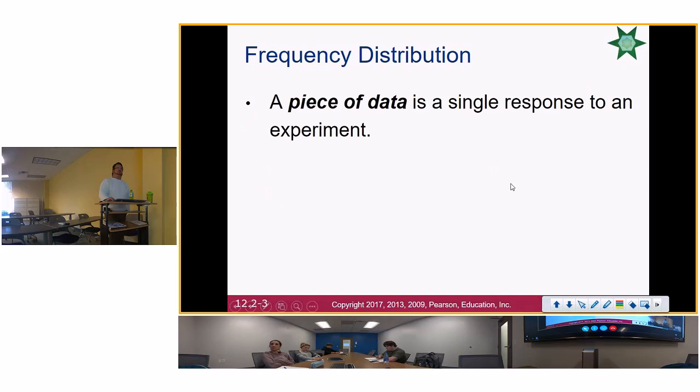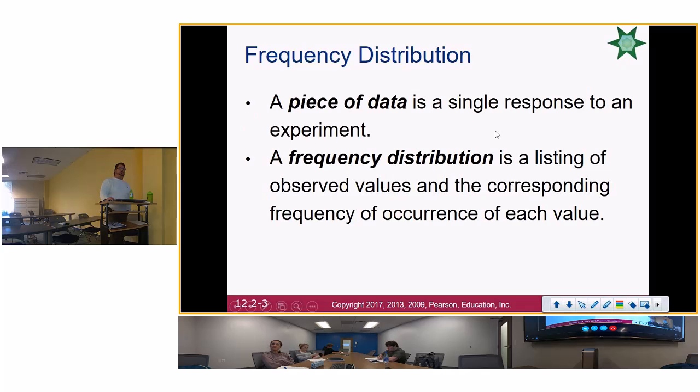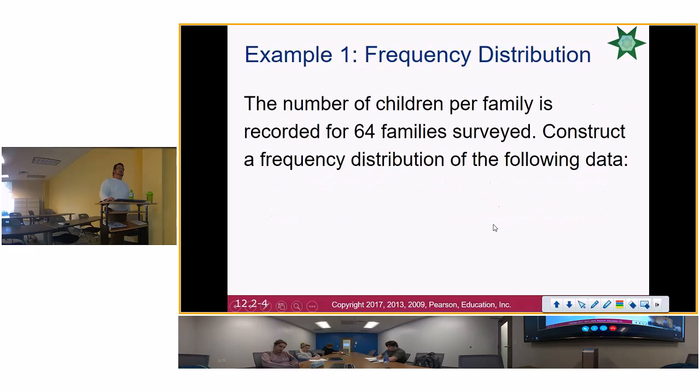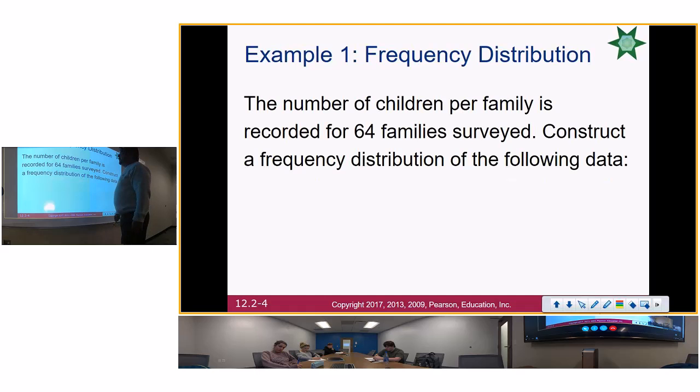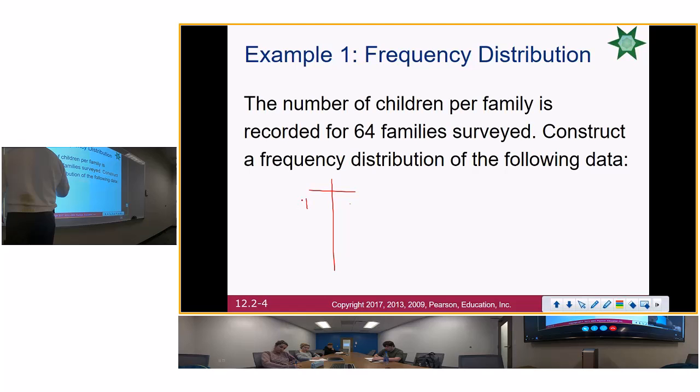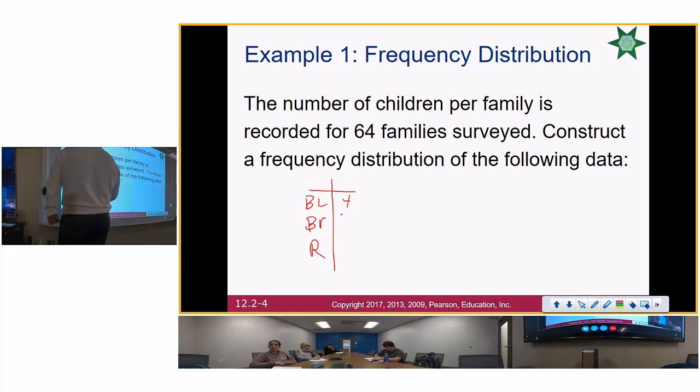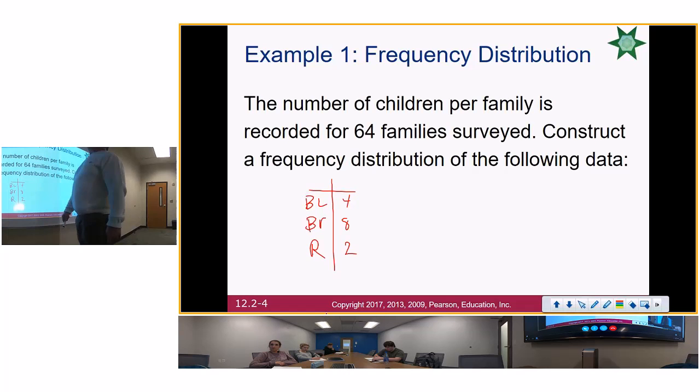What is a frequency distribution? A frequency distribution is a table. Okay? A frequency distribution is a table. If I was to give you a table and I say, how many blondes, brunettes, and redheads we got in the class? Blondes, brunettes, and redheads. And I told you 4, 8, and 2. That is a frequency distribution.